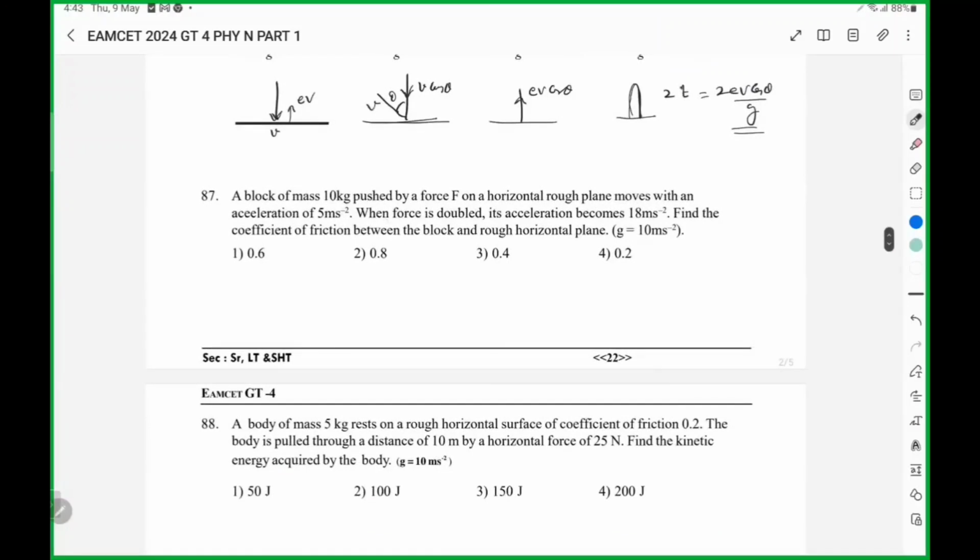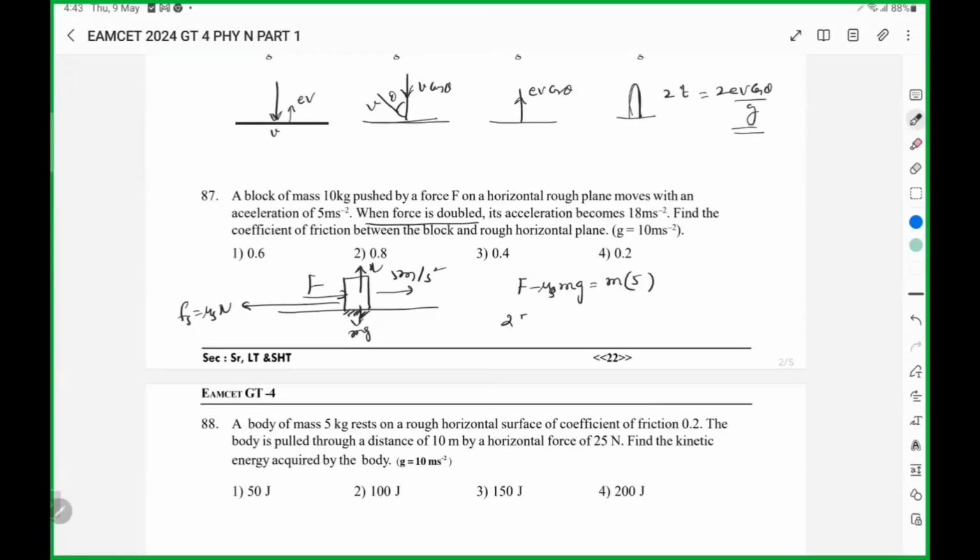A block of mass 10 kg is pushed by force F on a horizontal rough plane and moves with an acceleration of 5 meters per second squared. Rough surface means there is a frictional force. That frictional force is mu s into N. Here the normal reaction is mg. So F minus mu s into mg is m into 5. When the force is doubled, the frictional force has no change.